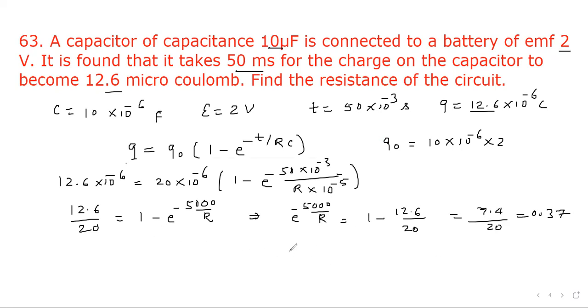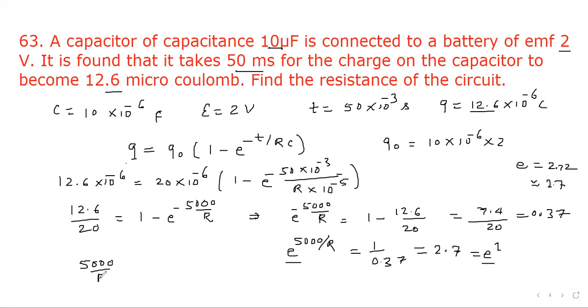We can write this as a positive power. So it will be e to the power plus 5000 divided by R equal to 1 upon 0.37, which will be equal to 2.7. And we know that e is 2.72 or roughly equal to 2.7. So here we can write it as e power 1. Now we can compare the powers of e from both the sides. So we get 5000 divided by R equal to 1, which gives R equal to 5000. So that is our answer.